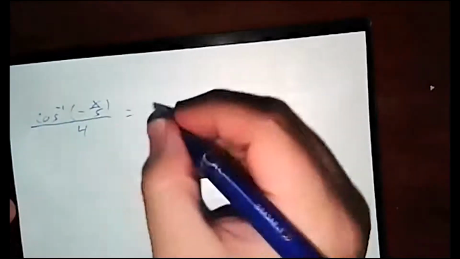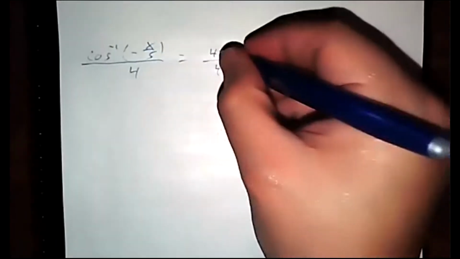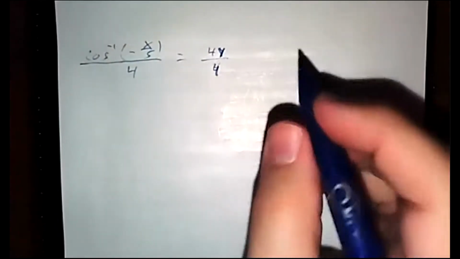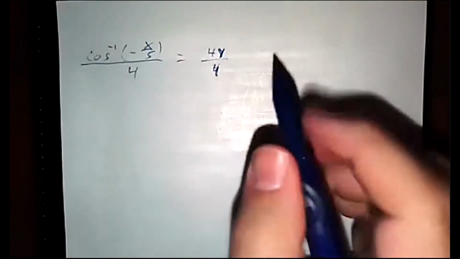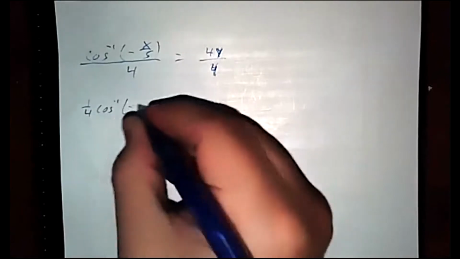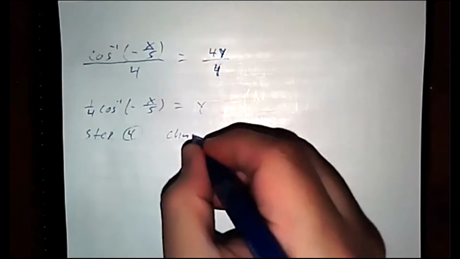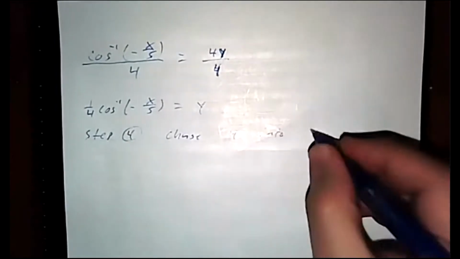Cosine inverse of negative x over 5 over 4. I'm going to rewrite it. 4y over 4. There we go. So I have to go one extra step after I cancel the cosine. So 1/4, if you want to write it this way, of cosine inverse of negative x over 5 is equal to y. So step 4 is change it to f inverse. And you're done.